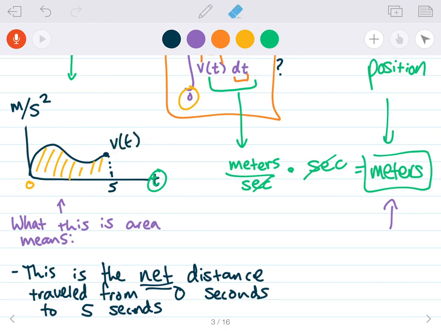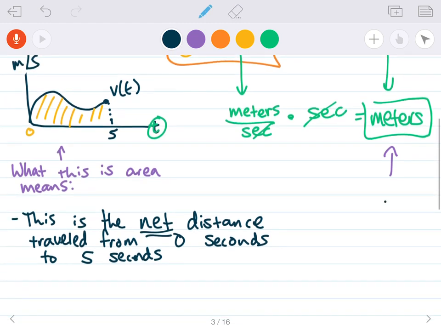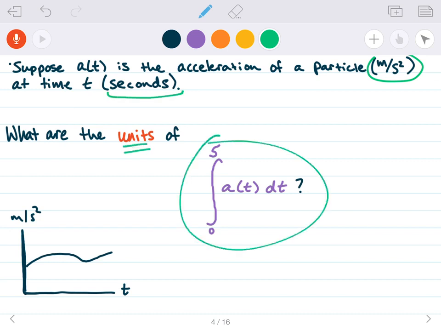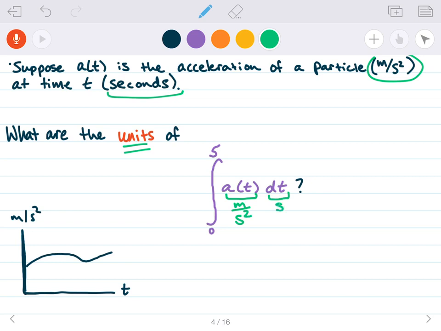All right. Let's go ahead and change this back. All right. Let's go ahead and move on. So, again, suppose a of t is the acceleration of a particle, and we have distance over time squared for our units for acceleration, always at time t seconds. So the question is, what are the units of this? All right, so we're looking at the antiderivative of acceleration. And so if I plug in my units for a of t, that's meters over seconds squared, times the change in time, a small change in time. So what are my units of time? That's going to be seconds, right?